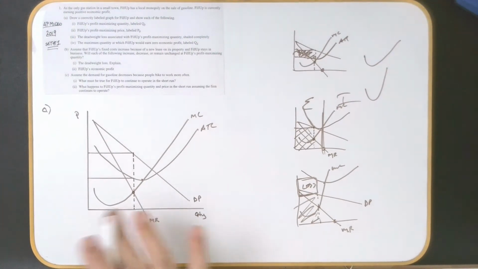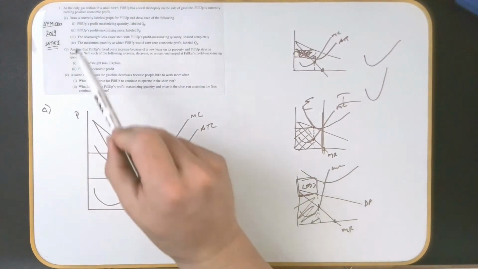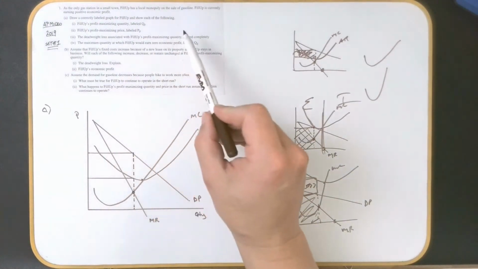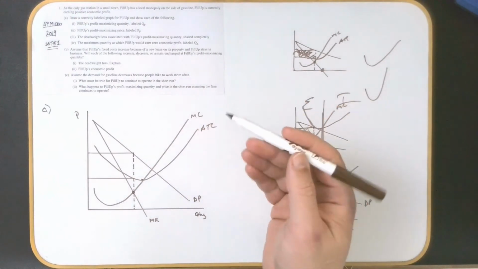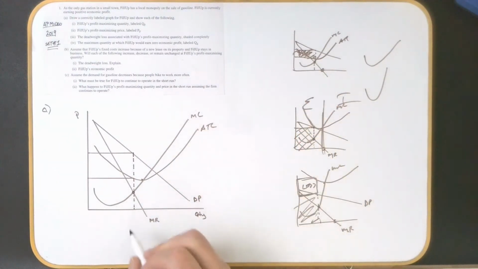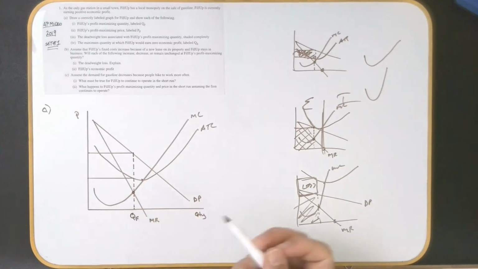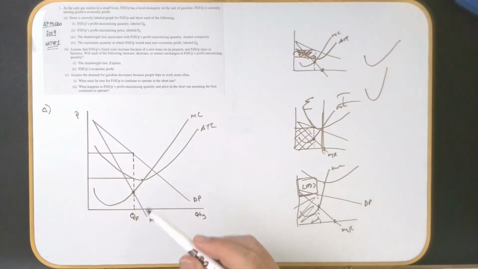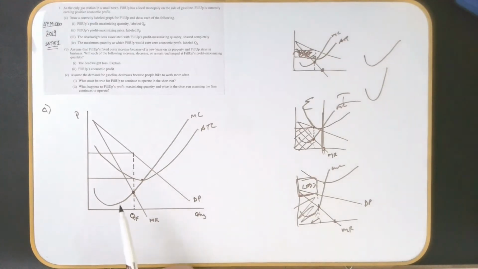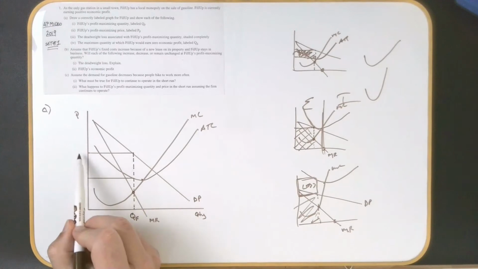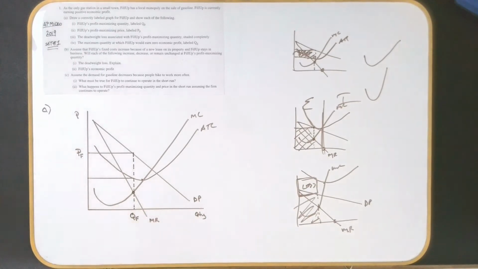So I've already actually answered some of the questions that are coming up, but let's go through here now. So it says, draw a correctly labeled graph for Philip and show each of the following. Philip's profit maximizing quantity, or our tattoo, as Q sub F. So this will be right here. It's a Q and the subscript is F. It's a quantity value, that's why it's Q. Profit maximizing price at P sub F. So that was all the way up here, and that value here is on the price axis, and that's why it is capital P sub F.